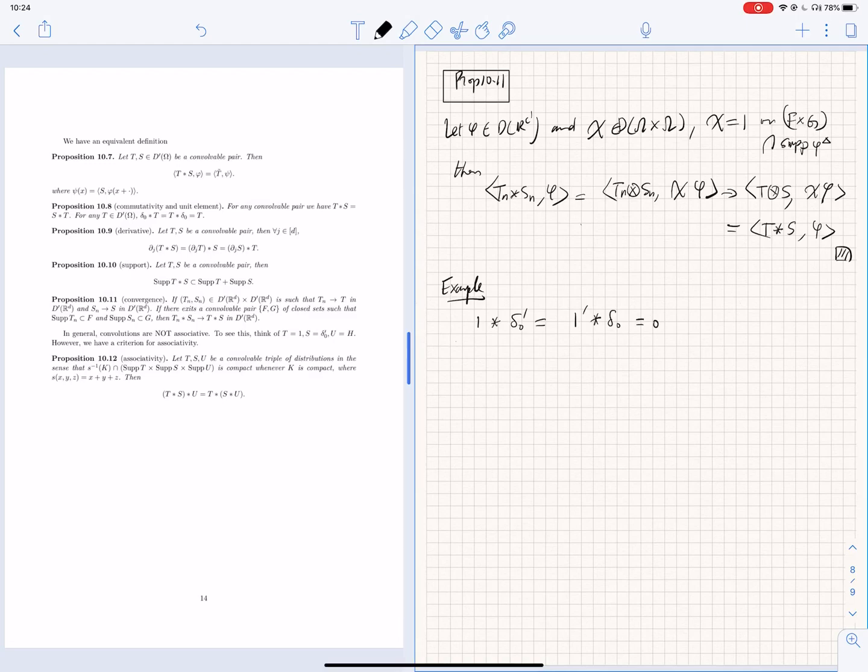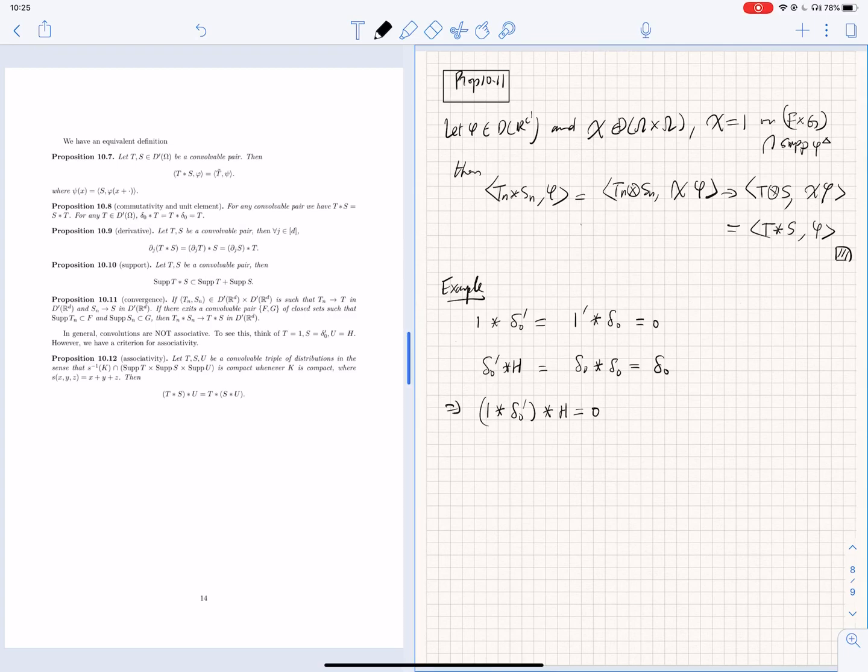On the other hand, if we compute the convolution of delta naught with the Heaviside function, for the same reason, we can just compute the convolution of delta with the derivative of h, which is delta. So delta is the unit element, so we obtain still delta. Which means that 1 convolved with delta prime, then convolved with h, gives the value 0.